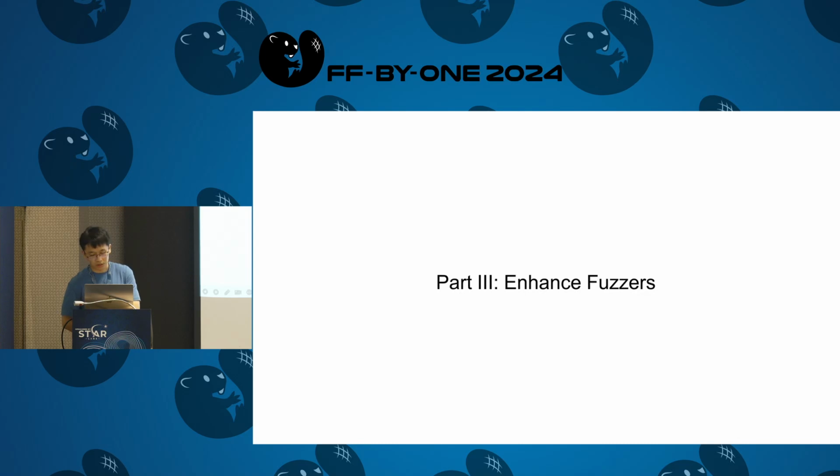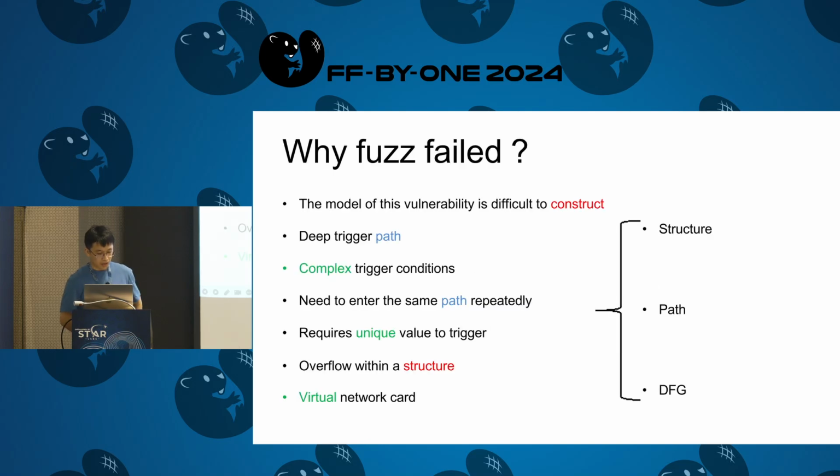So next, let's turn our attention to the content of part three, enhancing our fuzzers. So why do fuzzers fail? The first kind is that the model of the vulnerability is difficult to construct. For example, some memory corruption vulnerabilities may not have inbuilt effects such as crashes. So when they write out of bounds, they may land inside some memory units, and the modified values are reasonable under certain probability.